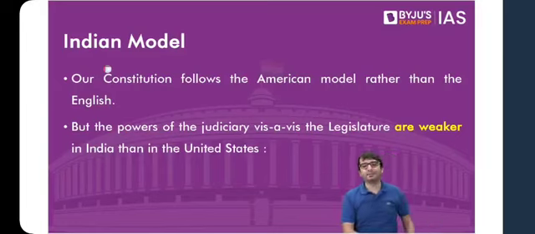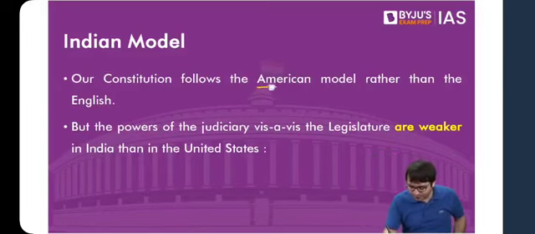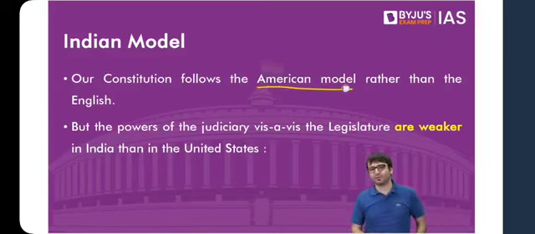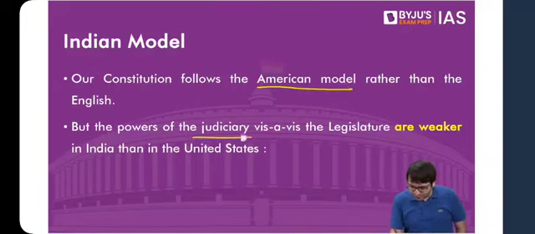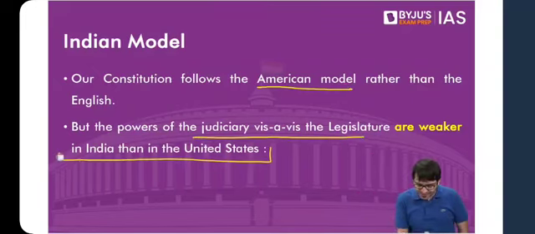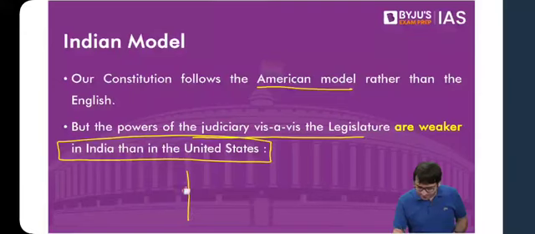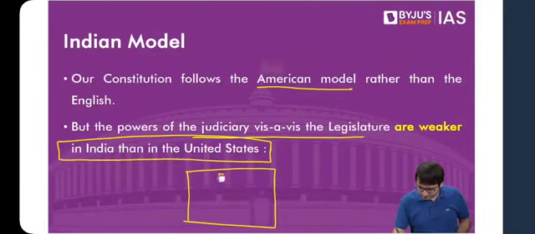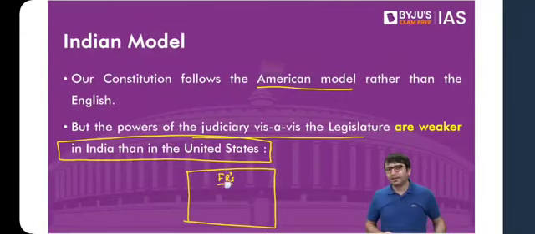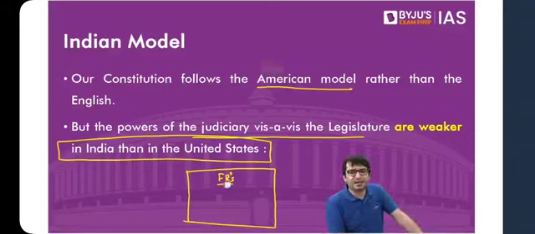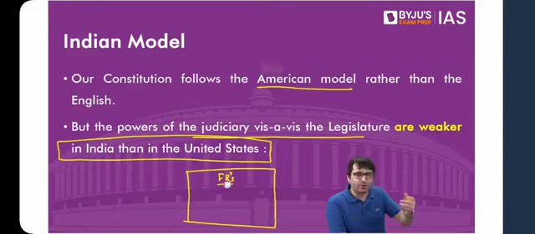Similarly, when it comes to India, our constitution follows the American model rather than the British model. But the powers of judiciary vis-a-vis legislature are weaker in India than in United States. How? Listen to me carefully. We have a list of fundamental rights. Can these fundamental rights be violated by executive? No. Can these fundamental rights be violated by legislature? No. If they're violated, you can approach the Supreme Court. Supreme Court will come to your rescue, protect your fundamental rights.